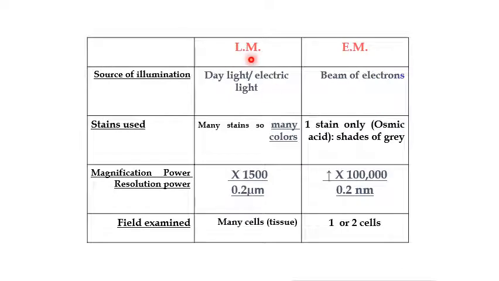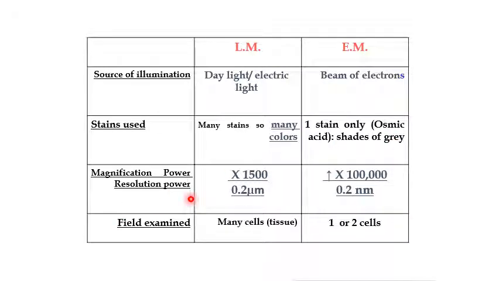What is the difference between the light microscope and the electron microscope? First of all, the source of illumination of the light microscope depends on daylight or electric light, while the EM uses beams of electrons. Stain used: we use many stains in the light microscope, and they can give us many colors, while in the electron microscope I have only one stain, which is called osmic acid. If it stains something positive, it appears black. If it does not stain, it appears white. So we are dealing with shades of gray.